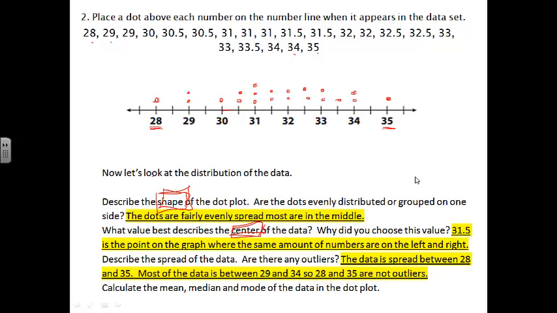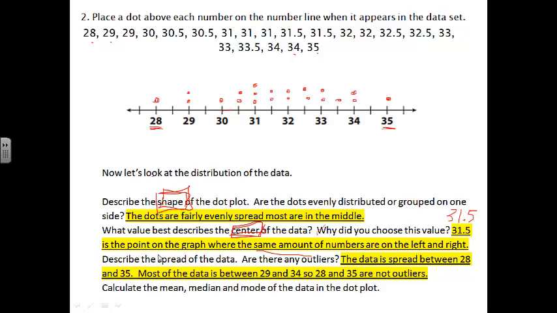Okay, good. Hope you paused me. You should have gotten 31.5, or 31 5/10, as your median. Of course, we know what median means: the same amount of numbers on the right and the left, or the left and the right.